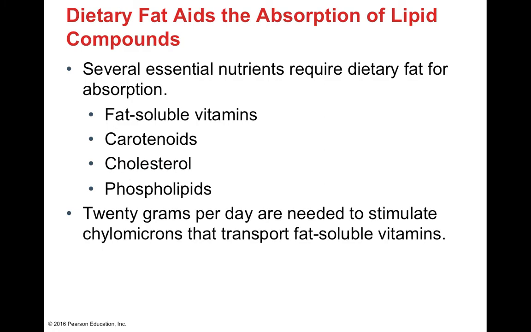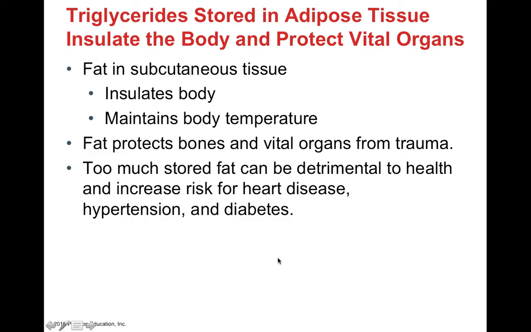So we have several essential nutrients that are going to require dietary fat for absorption. Things like fat-soluble vitamins, carotenoids, cholesterol, phospholipids, etc. And so we need a minimum of 20 grams per day in order to stimulate the chylomicrons that are going to transport fat-soluble vitamins. We can also find fat in our subcutaneous tissue as a mechanism of insulating our body to maintain body temperature. And again, as I mentioned, it helps protect your vital organs and your bones from trauma or tissue damage. However, if we have too much fat stored in our body, that can be very deleterious to the organism, including risk of diabetes, heart disease, and hypertension or high blood pressure.